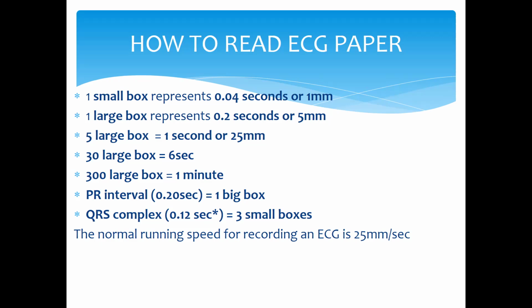The duration of the PR interval is almost 0.2 second, which is equal to one big box, while the duration of the QRS complex is 0.12 second. One small box is equal to 0.04 second, so if we multiply this by 3, that equals 0.12. So three small boxes equal 0.12 second, and that is the duration of the QRS complex in the normal ECG.